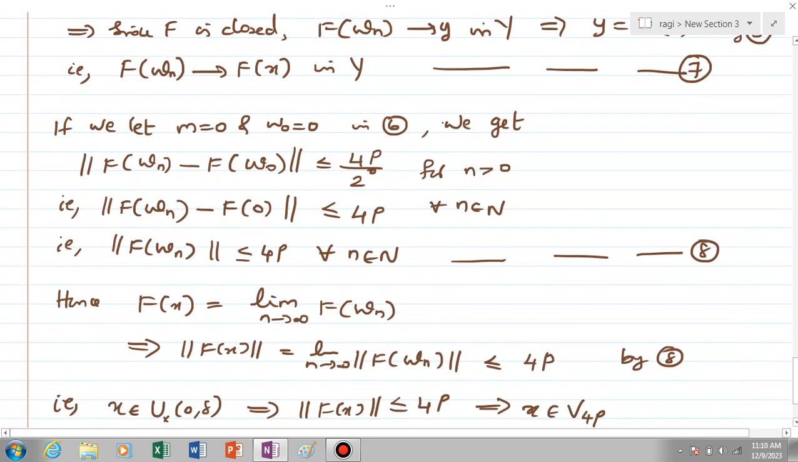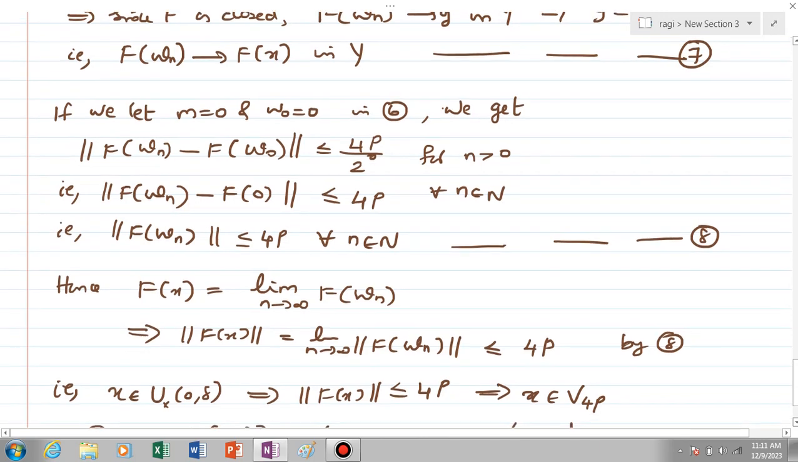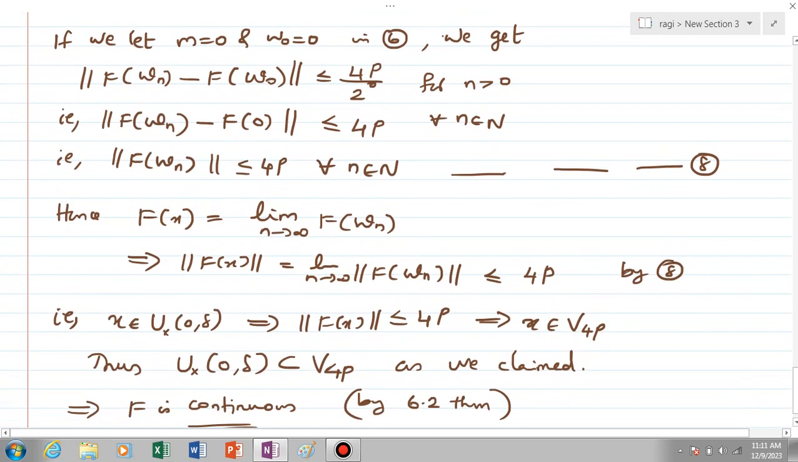Hence, we have F of x is equal to the limit of F of Wn by equation number 7. That is, F of x equals limit n tends to infinity F of Wn. So this means that norm of F of x is less than or equal to 4p by equation number 8. Hence, we have concluded that if x is an element of the ball with center 0 and radius delta, norm of F of x is less than or equal to 4p, which means x is an element of V4p. That is, the ball with center 0 and radius delta is a subset of V4p, as we claimed.